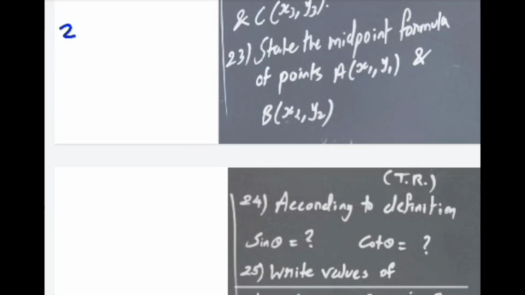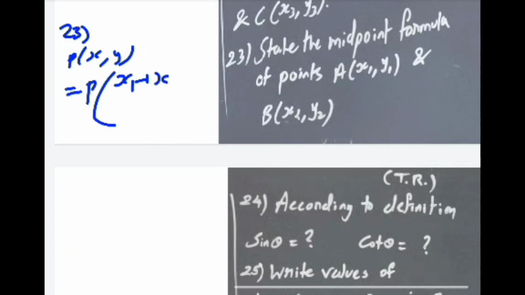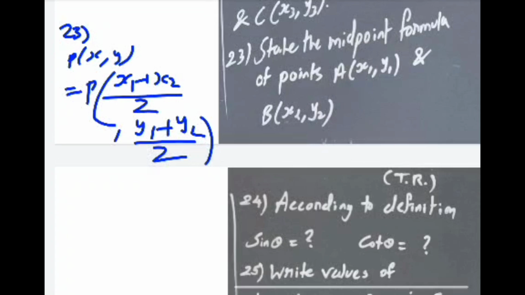Now let's see the 23rd. State midpoint formula of point A x1 y1 and B x2 y2, midpoint formula. So let's say P x y is a midpoint. Then midpoint formula will be x1 plus x2 by 2, comma y1 plus y2 by 2. So this is the midpoint formula. Okay, now 24th.